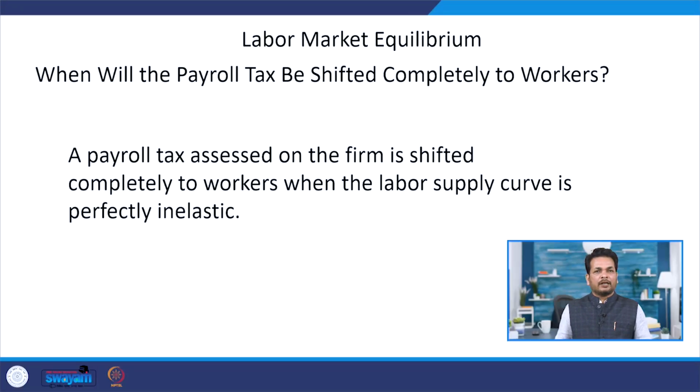So, even though a payroll tax assessed on the farm shifts down the demand curve, it has the same labor market impact as the revenue equivalent payroll tax assessed on the workers, which shifts the supply curve. Now, the point is that when will the payroll tax be shifted completely to the workers? A payroll tax assessed on the farm is shifted completely to the workers when the supply curve is perfectly inelastic.